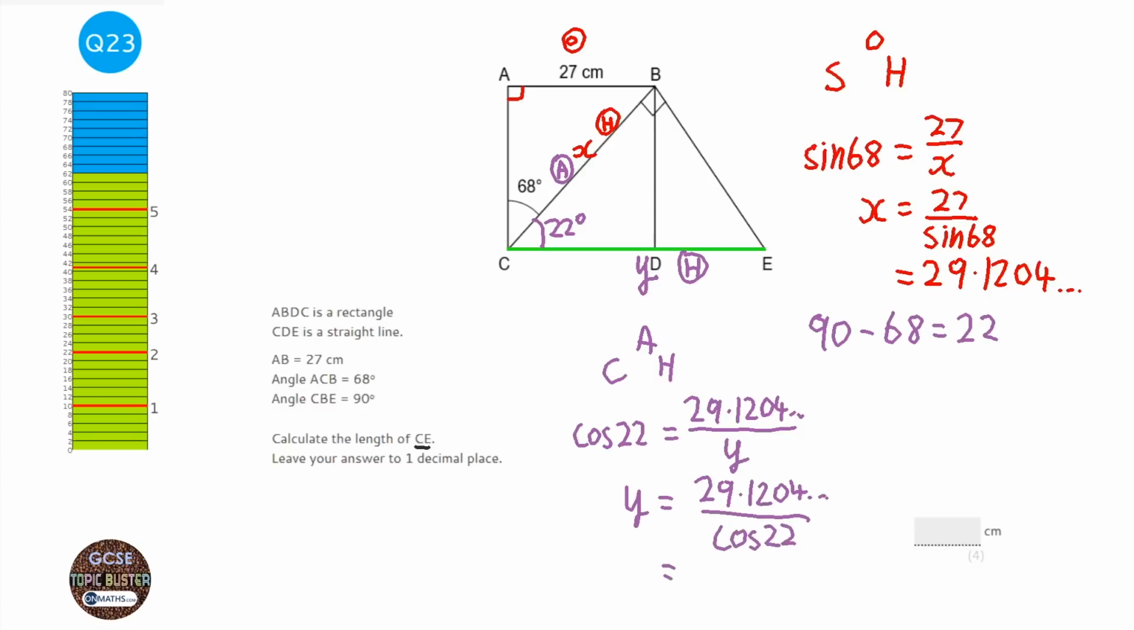Now I kept that in my calculator, so I can just press divided by cos 22. Press equals, and it's 31.4074 blah blah. And it says it wants the answer to one decimal place, so it's going to be 31.4.